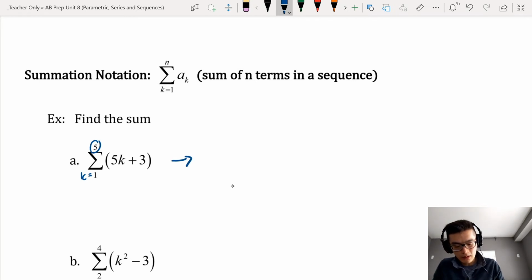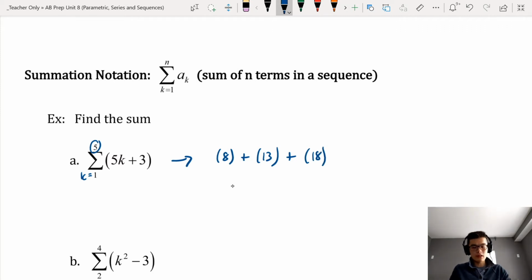You plug 1 in, you get, what is that going to be, 8. And then you iterate 1 to 2. It now becomes k equals 2. So plug in k equals 2. You get 10 plus, that's 13. And we're adding it as we go. We already did k equals 2. Now we increase to k equals 3. Plus sign here. k equals 3. 5 times 3 is 15, plus 3, 18.